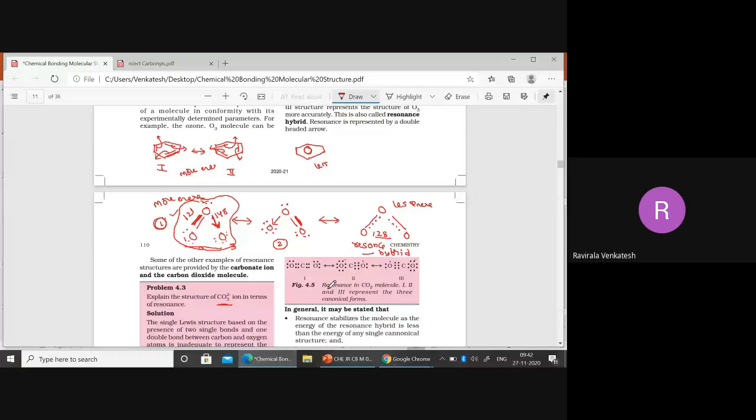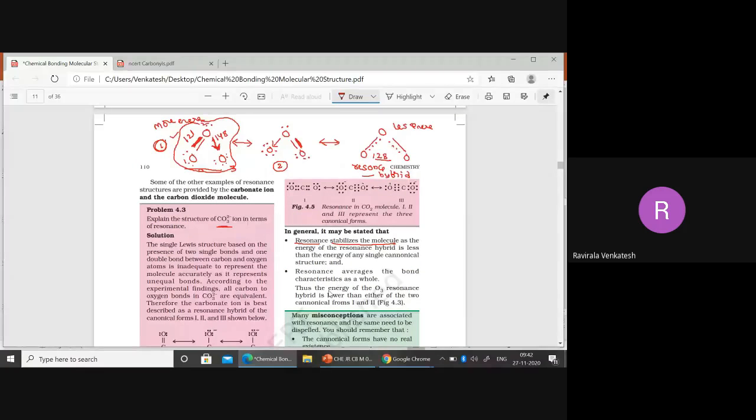So this is what it is saying. Resonance stabilizes the molecule, as the energy of the resonance hybrid is less than the energy of the single canonical structure. This is the resonance hybrid. This one is the resonance hybrid. It has less energy when you compare it with the single canonical structures. These two will have more energy. But once they participate in the resonance, they lose their energy and they become stable.